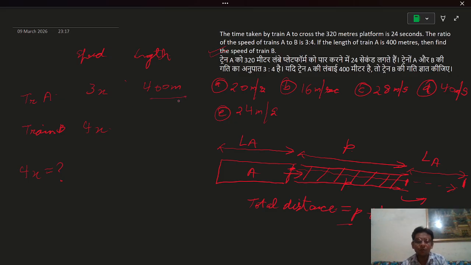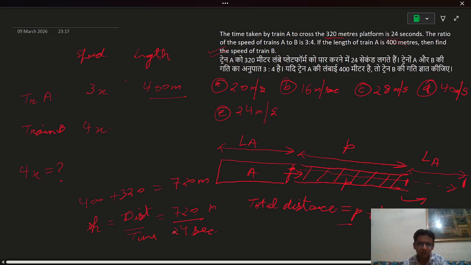So here the length of the train is 400 meters. Here the length of the platform is 320 meters. So total distance traveled is 400 plus 320, which is 720 meters. And total time taken is 24 seconds, and we know the formula is speed equals distance upon time. So distance is 720 and time is 24 seconds. Since it's required in meter per second and it is in meters and seconds, no need to worry about the units.